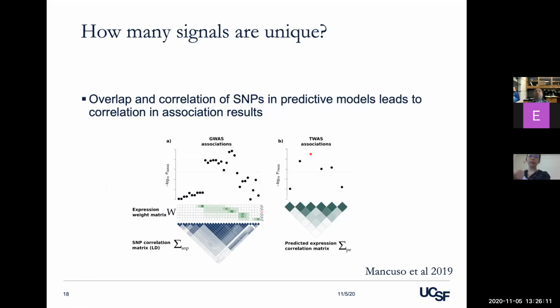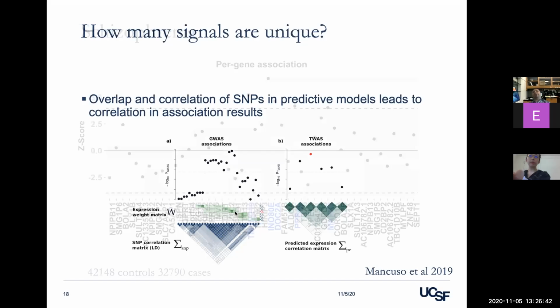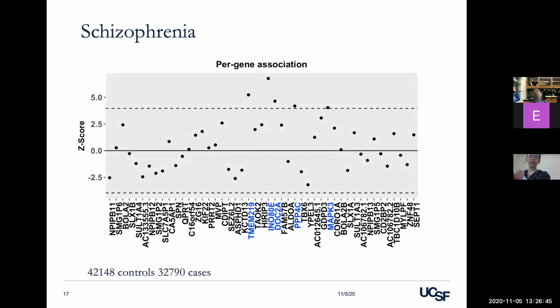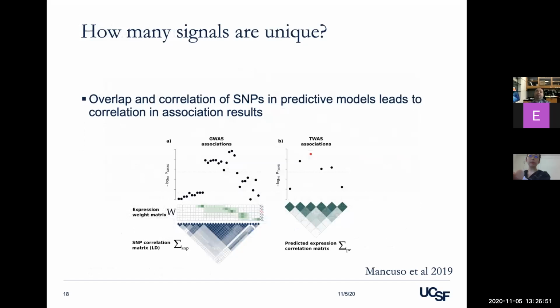One question that we might try to get at is how many of these signals are unique. Again, this might be a technical detail beyond the point, but when we do the prediction model training step, the SNPs that go into these predictive models tend to have various correlation patterns. When the SNPs that go into these models are correlated, these predicted expressions are also going to be correlated. And so some of these signals might not be independent.